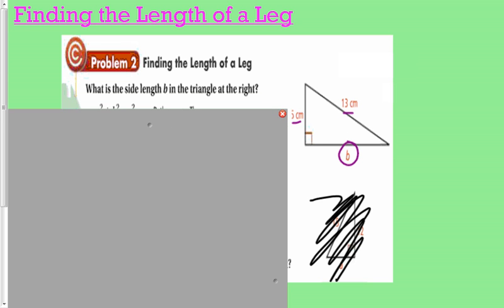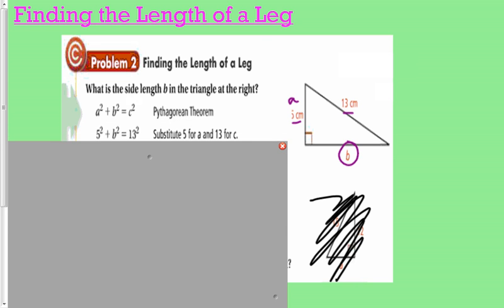So we know it's a right triangle, so we can use the Pythagorean theorem as long as we're dealing with all side lengths. Now we're going to plug in for, this is going to be our A. It doesn't really matter. This could be our A or our B, but we're going to use the missing one as B. And then plug in 13 for C. So we have 5 squared plus B squared equals 13 squared. Okay? But now we're going to have to just solve this like a regular equation.